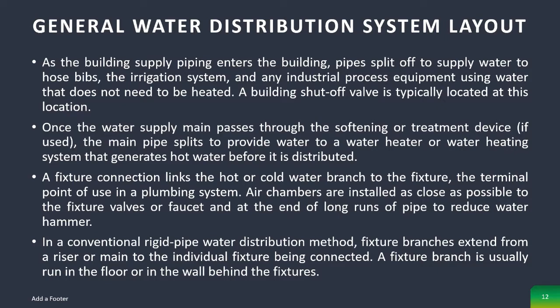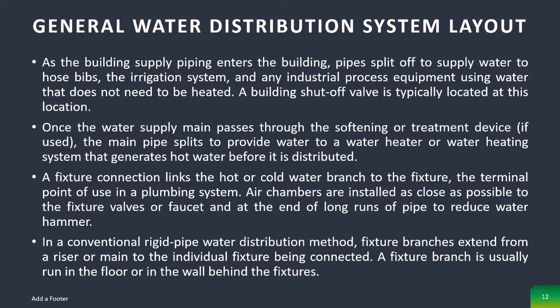Once the water supply main passes through the softening or treatment device, the main pipe is fixed to provide water to a water heater or water heating system that generates hot water before it is distributed. So, as I said a while ago, a fixture connection links the hot or cold water branch to the fixture, the terminal point of use in a plumbing system.